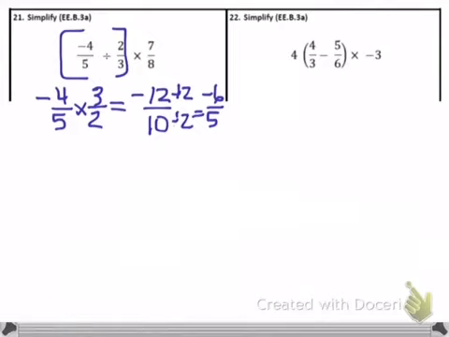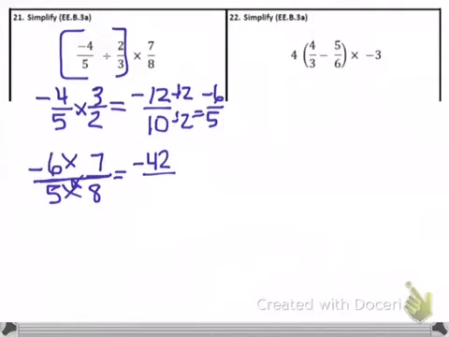It is not a required step, but it can help you, and it is a possibility. So now I'm going to take that fraction, and I'm going to multiply by the 7/8. Remember, when we multiply, we're just multiplying numerator times numerator and denominator by denominator. So -6 times 7 is -42, and then 5 times 8 is 40.